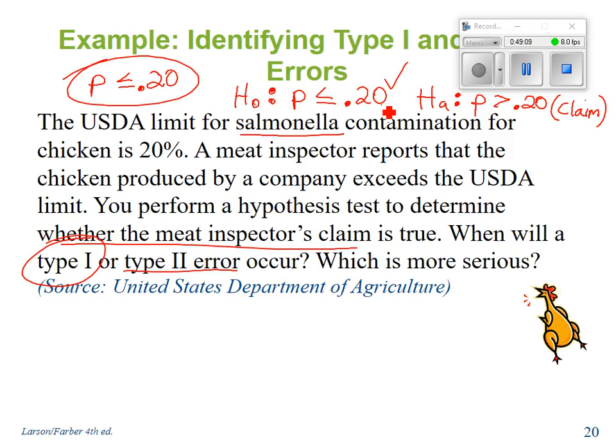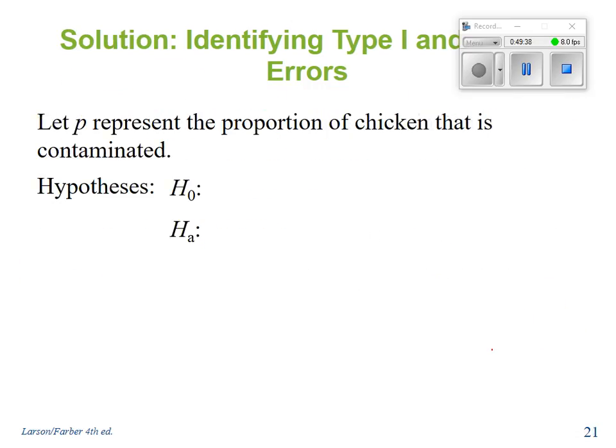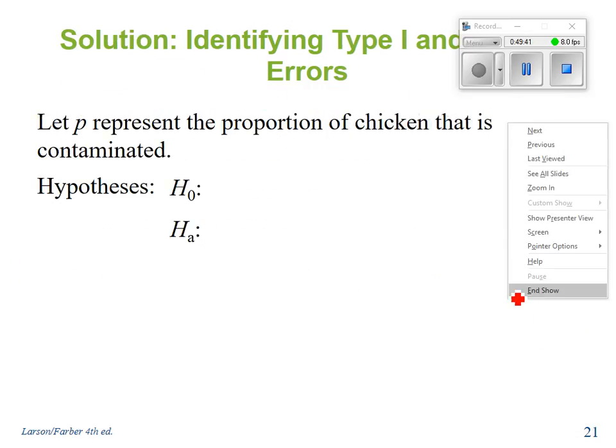Which one of those is worse then? Would it be better to make a type 1 error, or would it be better to make a type 2 error? Type 1 probably, right? Unless Nick owns the company that's selling the chicken, then he really doesn't care how many people get sick out here. He just wants to make the money and retire and get out, right? So a type 2 error here would cause people to get sick and maybe die. A type 1 error is just going to cause the company to have to throw away some of their chicken.